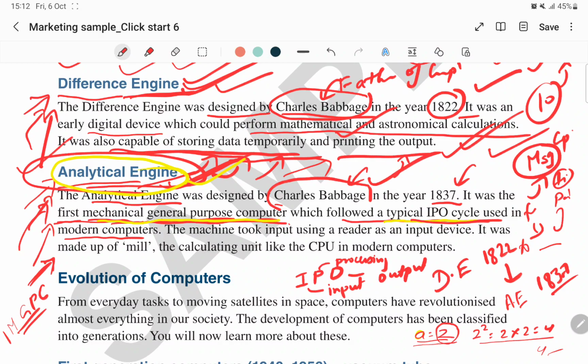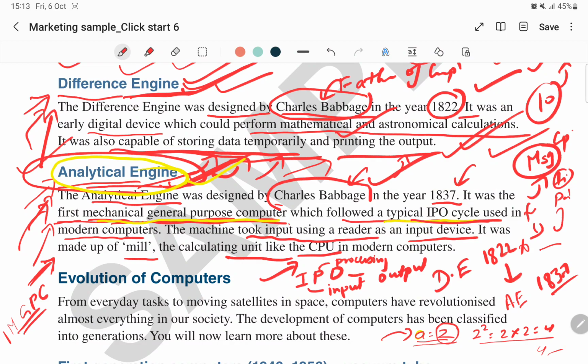And this analytical engine, this machine or computer, took input using a reader. And what is a reader? An input device. Right now we are giving A is equal to 2, I am giving the input 2 with the help of a keyboard, so it is an input device. The reader was made up of a mill, the calculating unit. And where is the processing done? Inside the CPU, the central processing unit, as it is in the present time also.